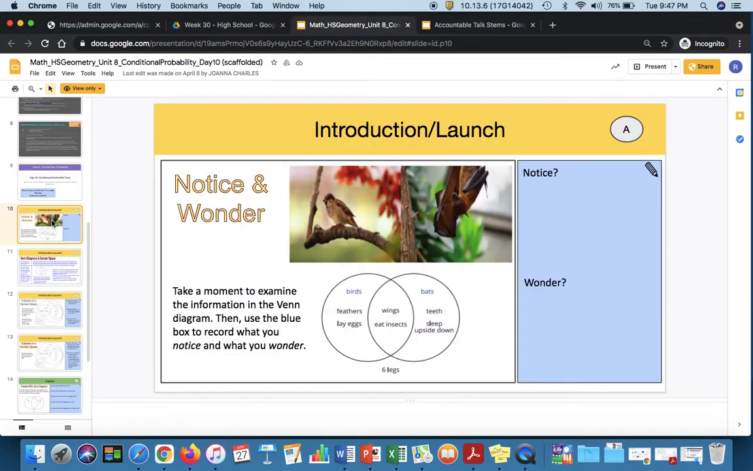So I'm going to be focusing on slide 12 and discuss this noticing and wondering activity and methods to encourage peer-to-peer discourse. If we take a look at this noticing and wondering activity, we have our Venn diagram. We have a nice image here for students to grasp and possibly add noticings and wonderings. Our instructions say to take a moment to examine the information in the Venn diagram and then use the blue box to record what you notice and what you wonder. It's a very open activity, which is one of the best types of activities to encourage discussion.